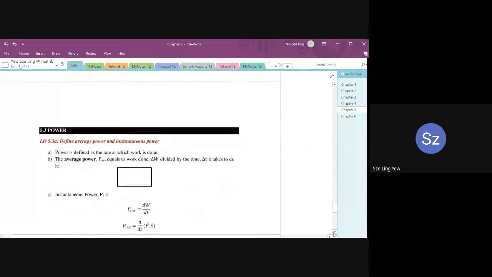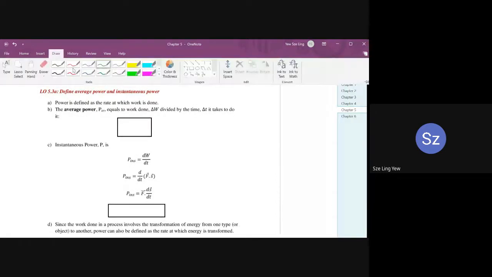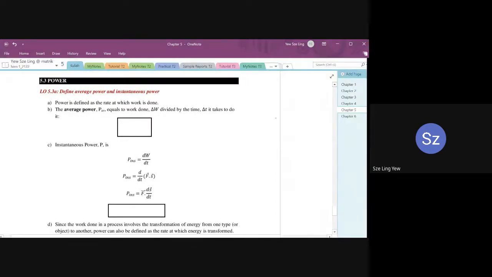All right, so we are done with energy. Now let's look at power. Power is defined as the rate at which work is done. So you are looking at how fast work is being done on an object. The average power equals the work done divided by time. So P average can be written as delta W over delta T. So this is average power.